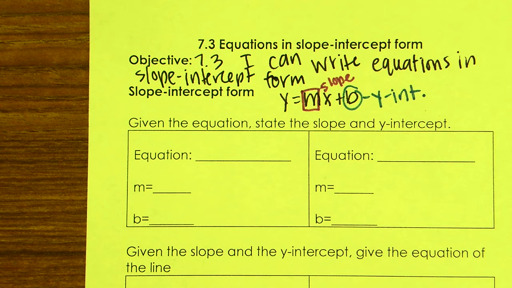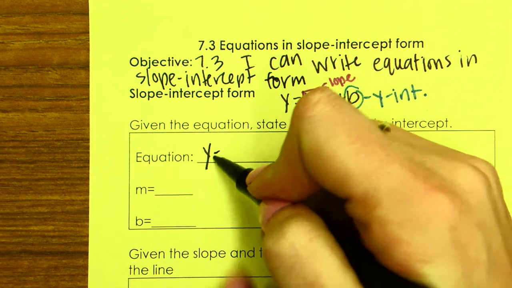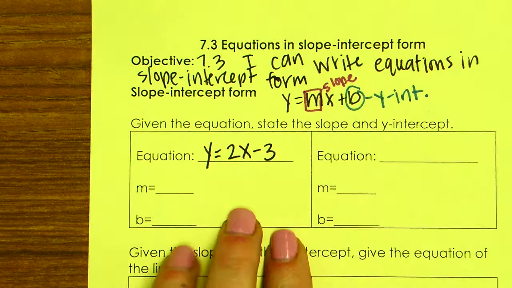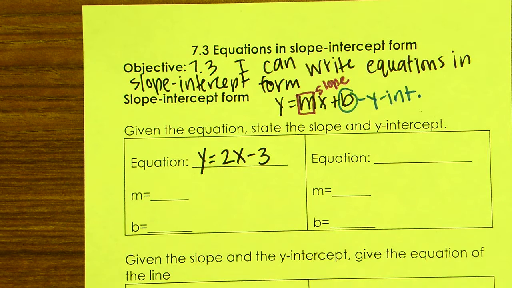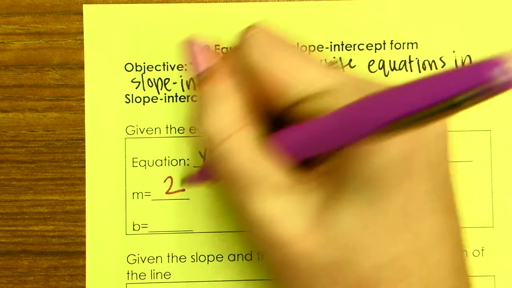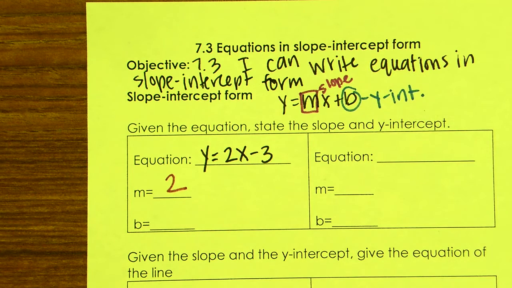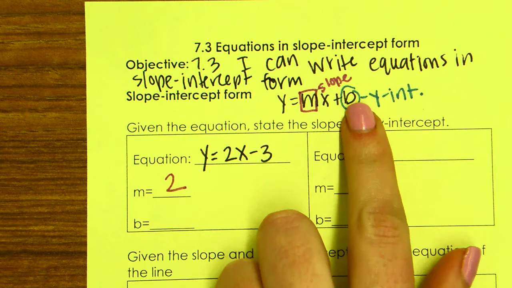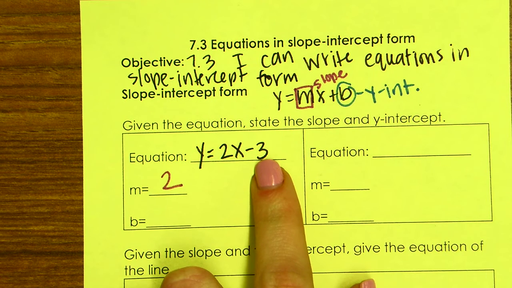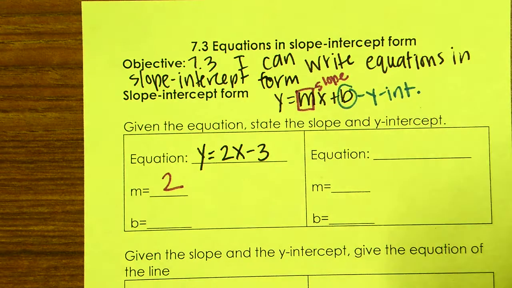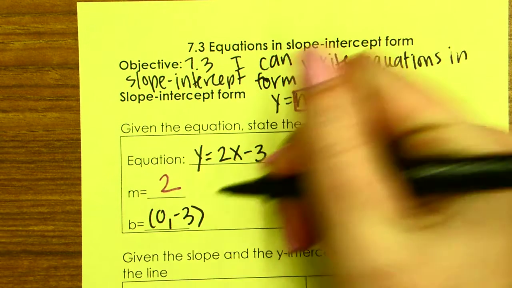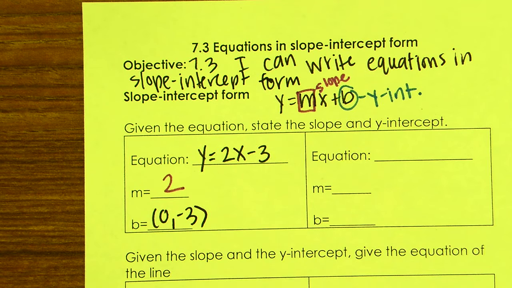So for the first two, they're going to give you an equation. Let's say the equation is y equals 2x minus 3. We're going to say what the slope is and what the y-intercept is. The slope is the coefficient on the x, so in this case it's going to be 2. The y-intercept is the b. So we have a 3 right here, but the equation is supposed to have a plus and I have a minus, so I know it's going to cross the y-axis at -3. So the x-coordinate is 0, the y-coordinate is -3.